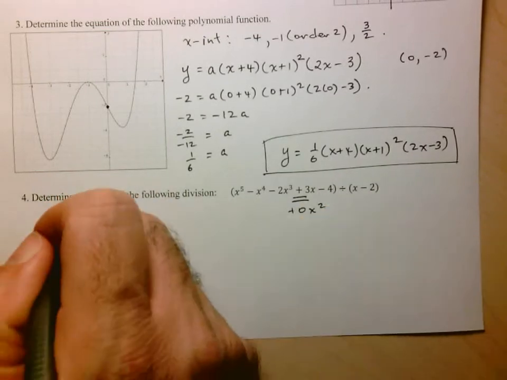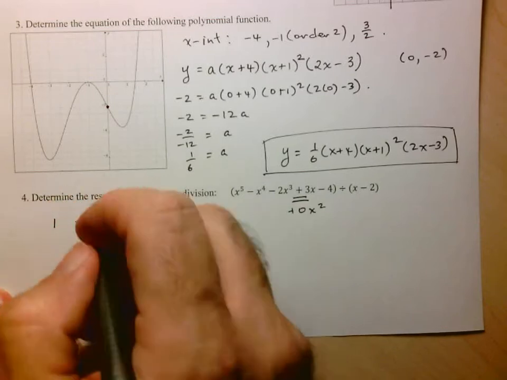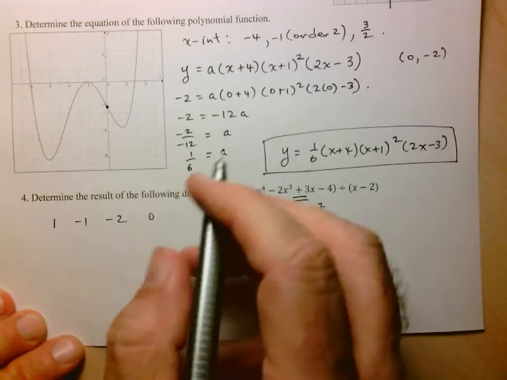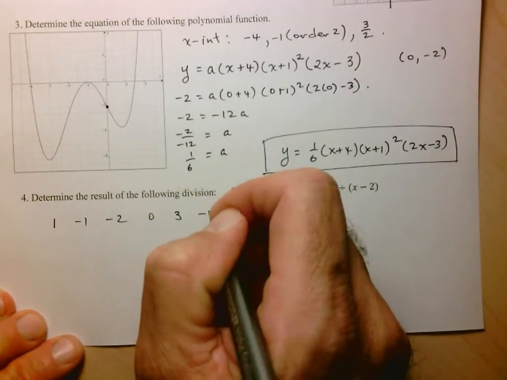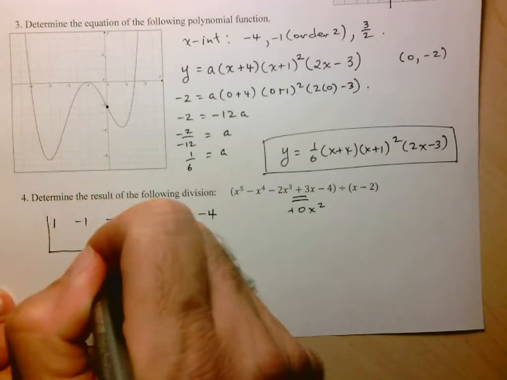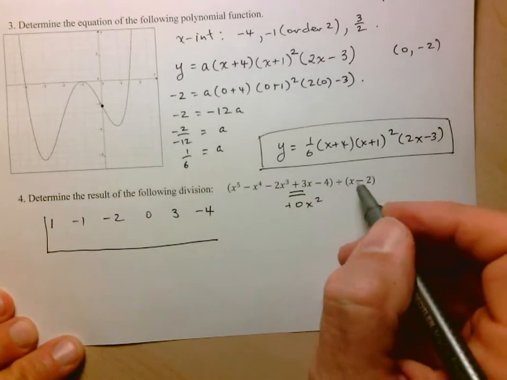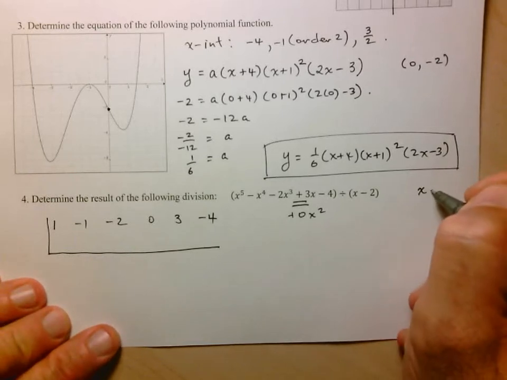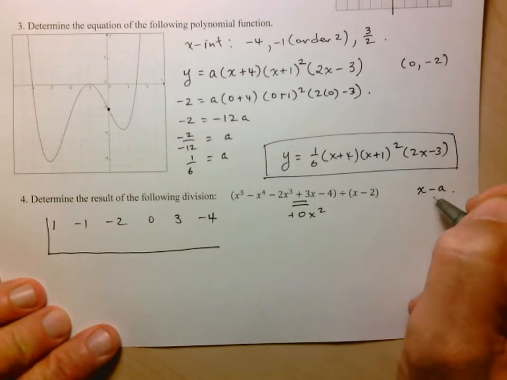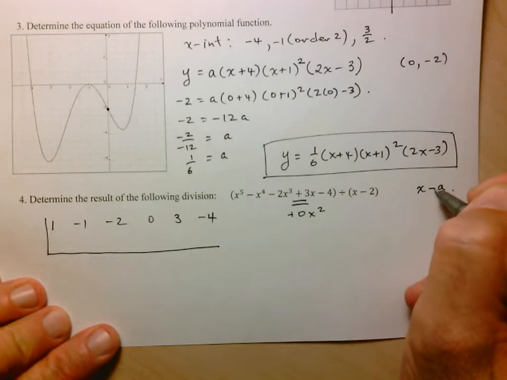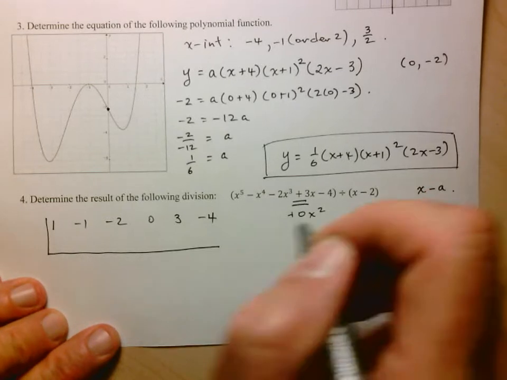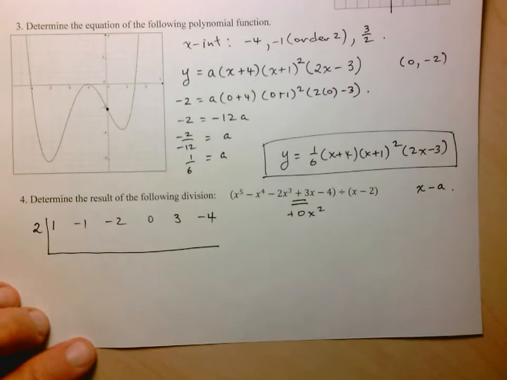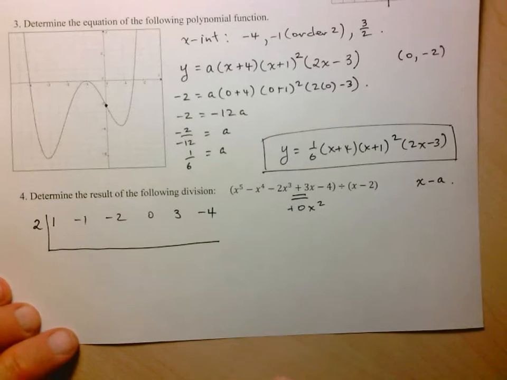So my coefficients here are 1, -1, -2. I have to add my 0 here. Okay, and then 3, -4. And remember that when I'm dividing by this linear term, my general term looks like x minus a. So that subtraction is already incorporated. So my a value, which is what I use to represent the linear term, is just going to be 2 and not -2.